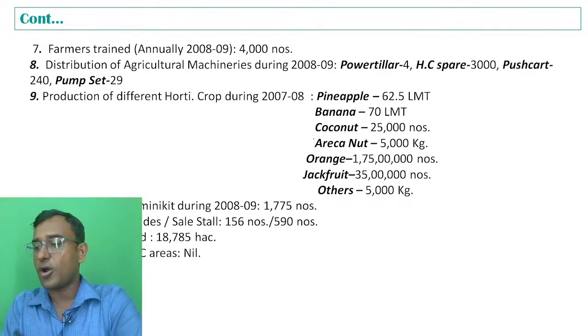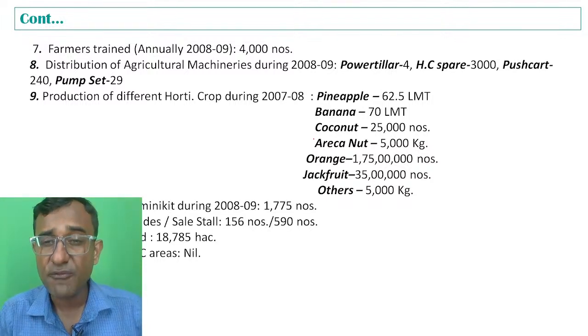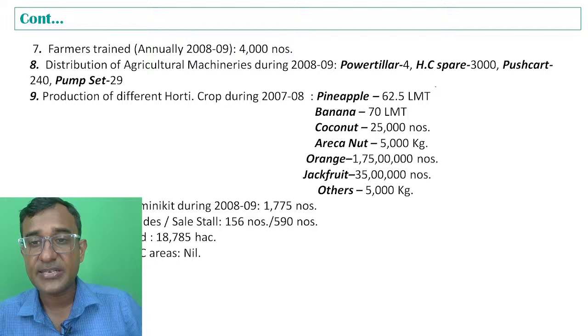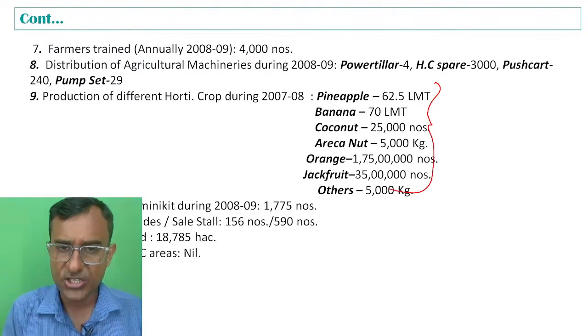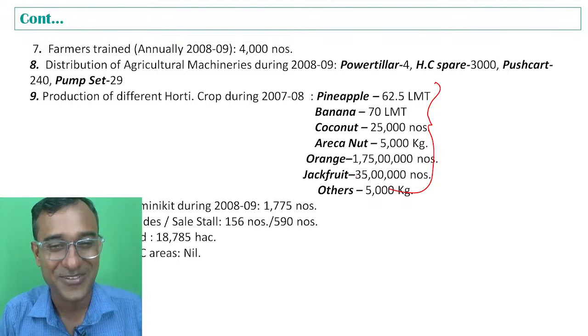For crop production 2007-8, if we see, for the pineapple, it's 62.8, okay? Then for banana 70, okay? This you can take a screenshot and note it down. I should not discuss and waste your time here, okay?